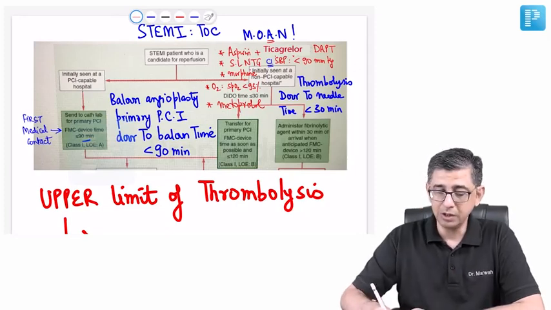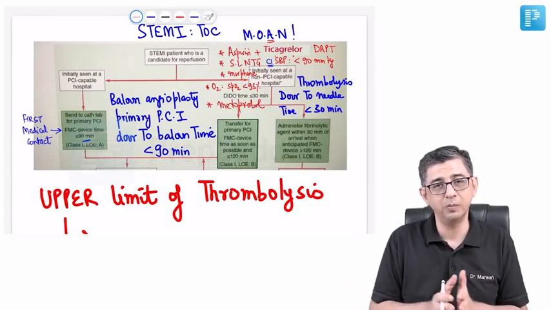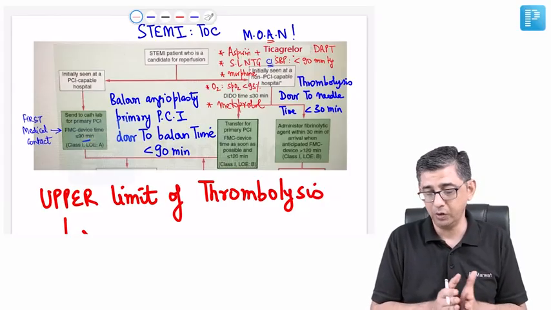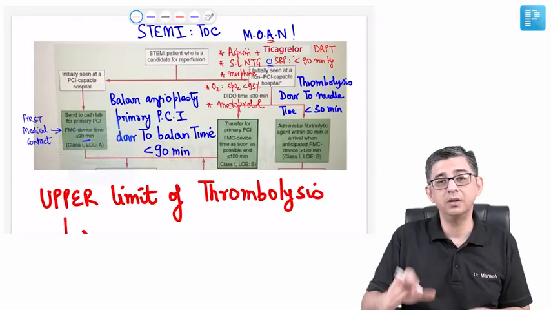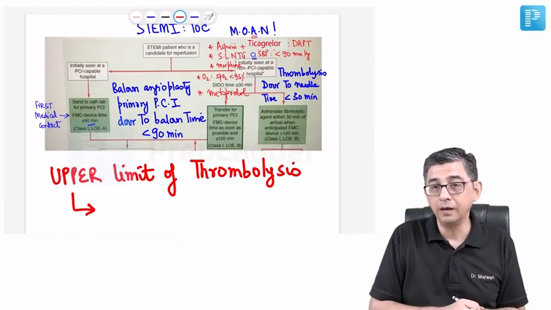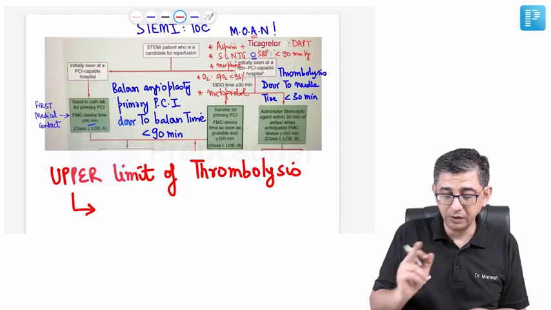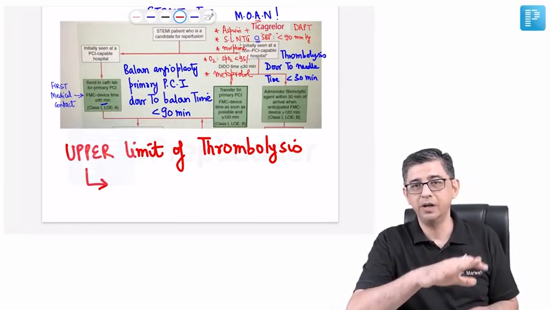So these are initial steps that would be taken before the patient is taken into the cath lab, and then a balloon angioplasty would be done in the patient, which would be called primary PCI. And thrombolysis, I told you, should be done within 30 minutes of arrival of the patient into the hospital. Now, the question in the exam said upper limit of thrombolysis. So please understand the concept clearly.